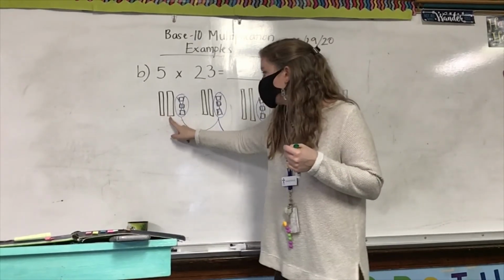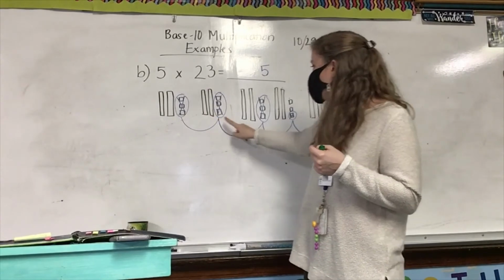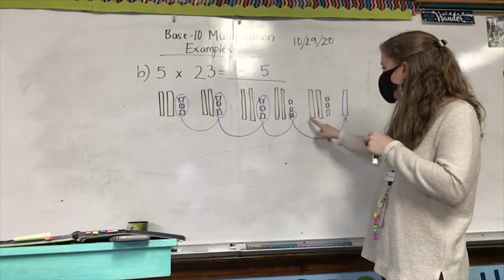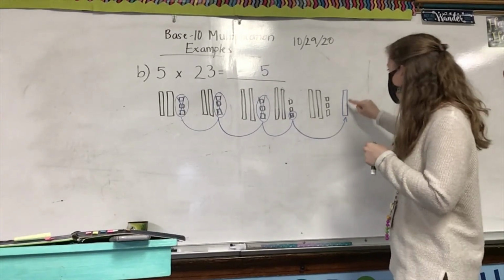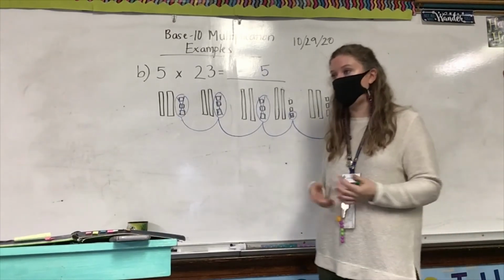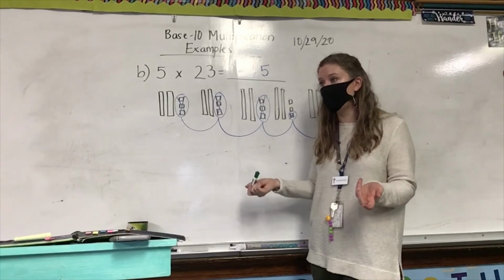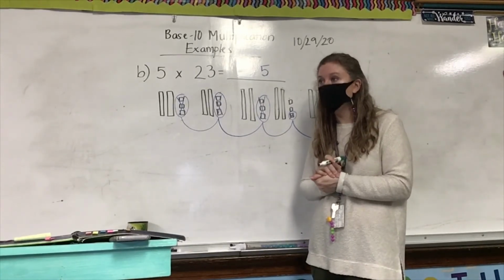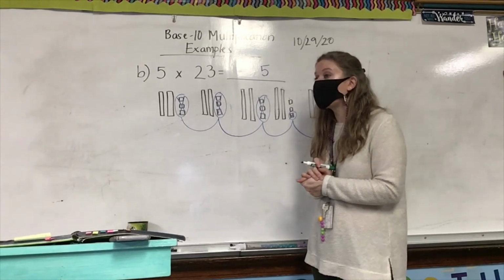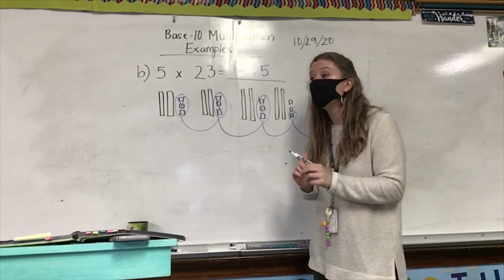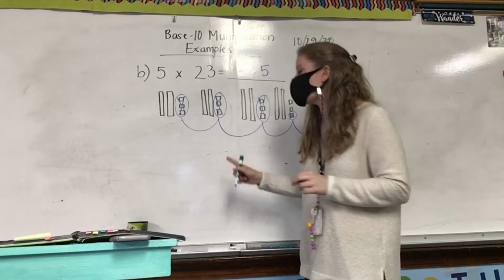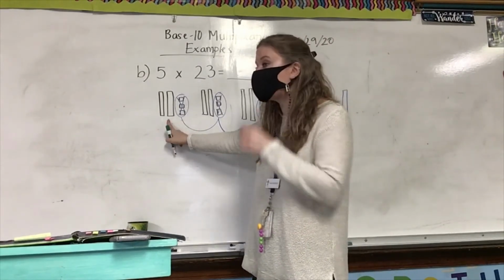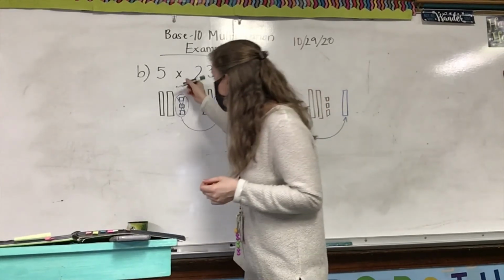1, 2, 3, 4, 5, 6, 7, 8, 9, 10, 11. So we have 11 10s. Can we put 11 in the 10s place? Nope. So what do we have to do, Kingston? What's that word? We have to regroup, which means we take all the 10s except for, so we take how many 10s? 10. 10 10s.